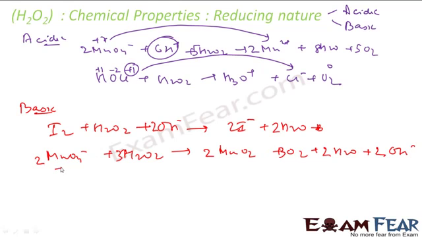Right, so here also you see this is plus 7 oxidation state, this is plus 4 and got reduced. So 0 oxidation state is minus 1, got reduced. This is the basic medium, this is acidic medium.